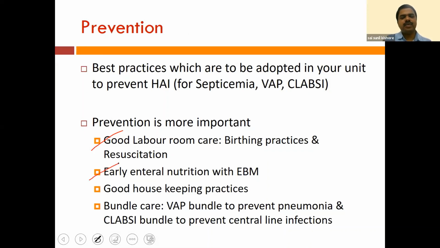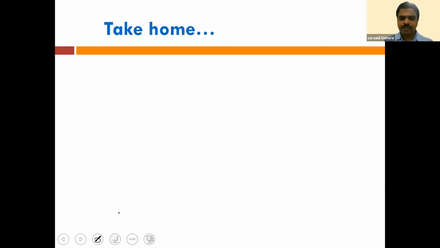And early enteral nutrition with expressed breast milk, so again, it will prevent sepsis. And good housekeeping practices and good bundle care. That means, for example, if a baby is on a ventilator, you need to use the VAP bundle, which we are going to discuss in the subsequent sessions. Again, if a baby is on a central line, you need to use the CLABSI bundle, to prevent VAP as well as central line infections.